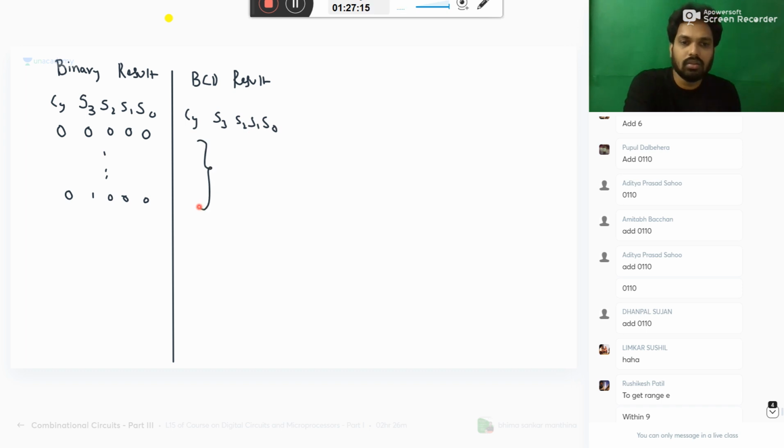It is same as binary. So you can write like this. It is same as binary, that is all zeros to 1 0 0 1. Up to 9, they will come as it is. Up to 9, they are same.